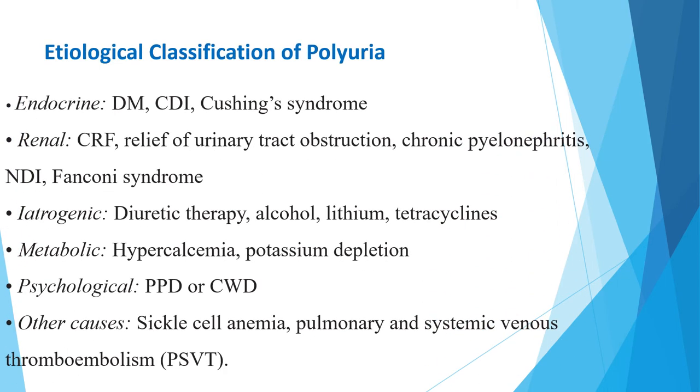Regarding the etiological classification of polyuria, there can be endocrine causes such as DM, diabetes insipidus and Cushingoid syndromes, and renal causes such as chronic renal failure, relief of urinary tract obstruction, chronic pyelonephritis, Fanconi syndrome and nephrogenic diabetes insipidus. There are iatrogenic causes such as diuretic therapy, alcohol, lithium and tetracycline, and metabolic causes such as hypercalcemia and potassium depletion. There are also psychological and psychiatric disorders, and other causes such as sickle cell anemia, pulmonary and systemic venous thromboembolism. So any one of those things can cause polyuria.